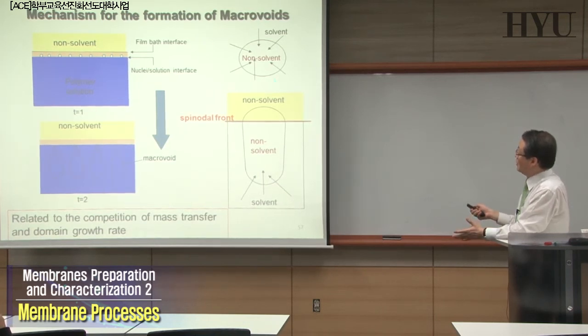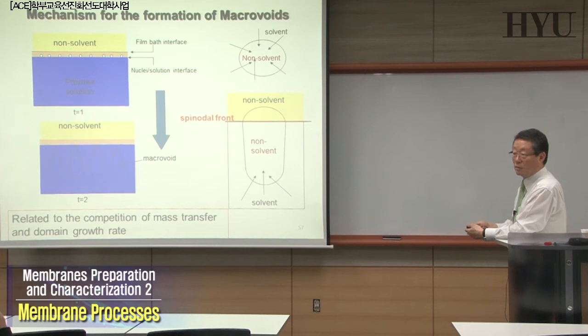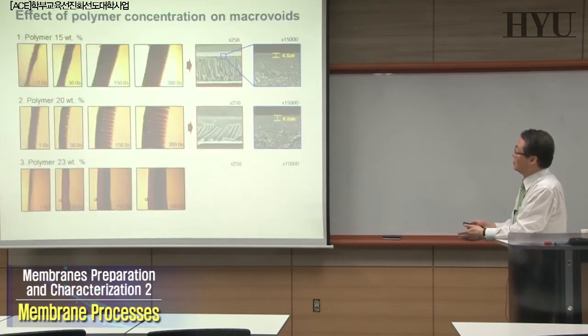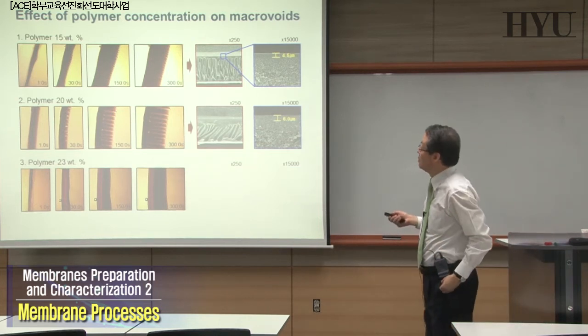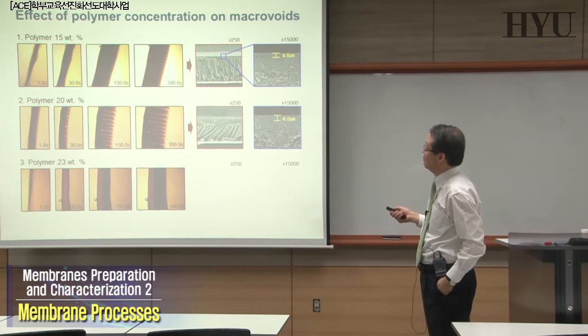And we can describe this right in here. This is because of the mass transfer during the membrane formation. We can describe this mechanism of the macrovoid formation in this slide. This was taken from one of the students in the laboratory, and what Jongmyeong has observed was that you have different polymer concentrations: 15%, 20%, and 23%.